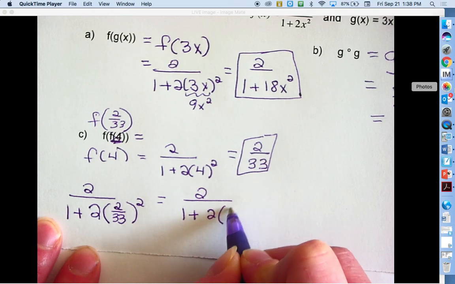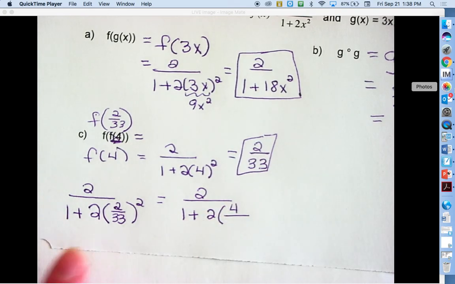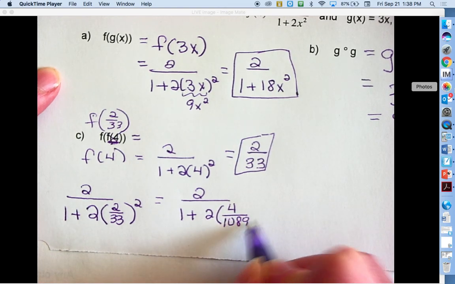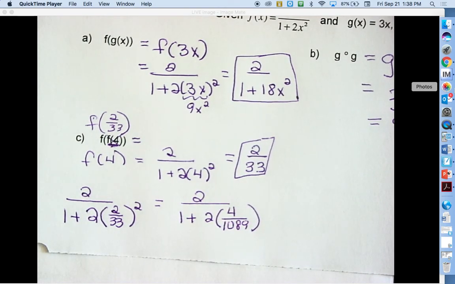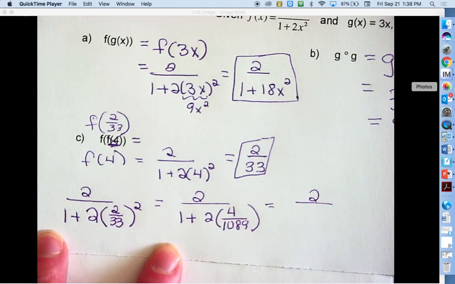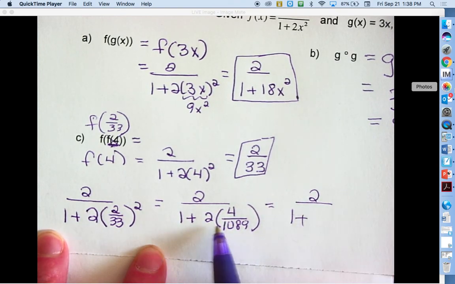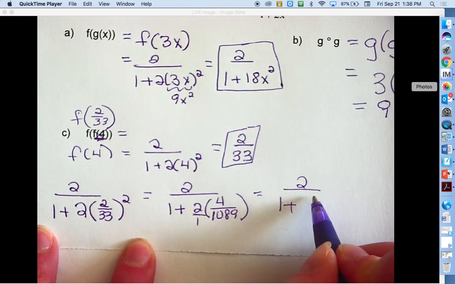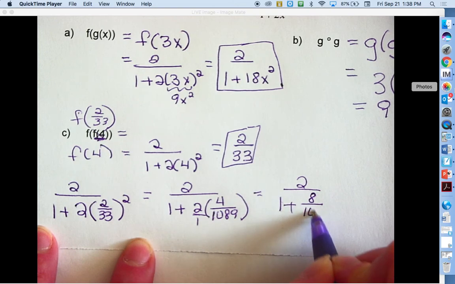So squaring the 2 becomes 4. What is 33 squared, Chelsea? 1089. 1089. So I'll probably have that number memorized for like the next 3 months, and then I'll forget about it again. Okay, so simplifying on the bottom, we have 1 plus, this is really 2 over 1 times 4 over 1089, which is 8 over 1089.